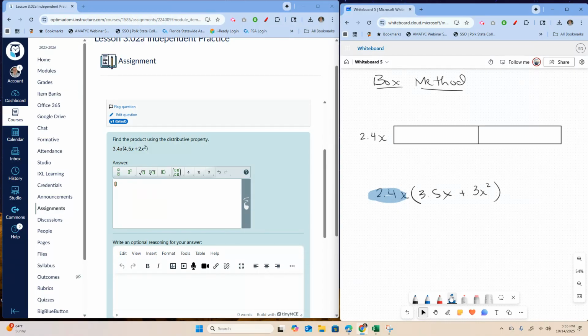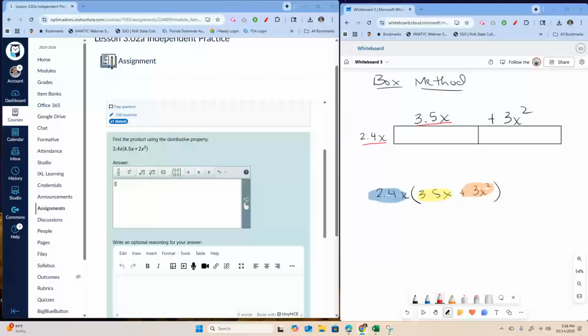Okay. Then let me change the color. The 3.5x is what you're going to write on top of the first box. And let me change the color. The plus 3x squared is what I'm going to write in the second box. And now I'm going to multiply, okay?